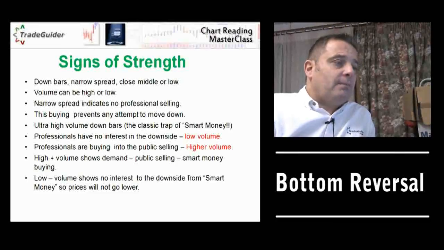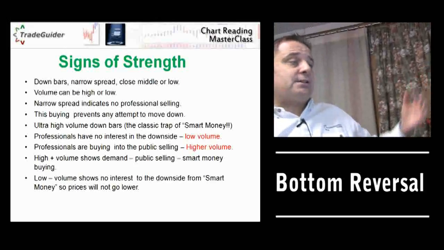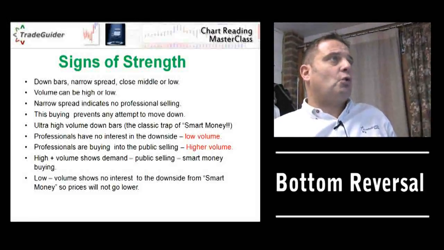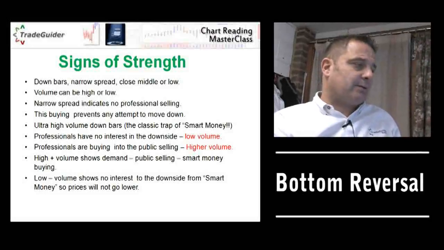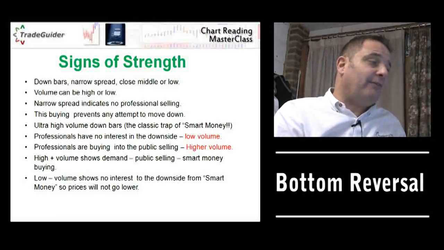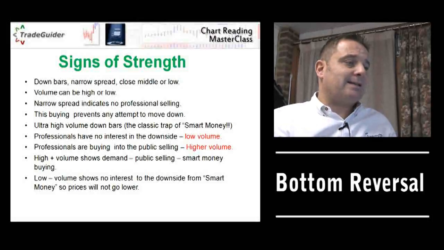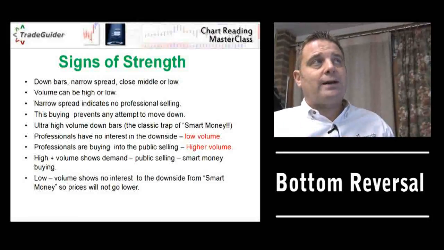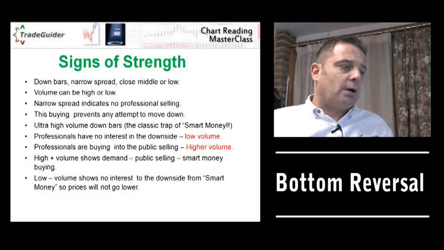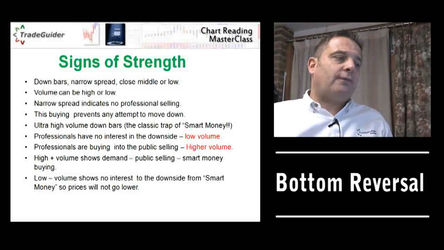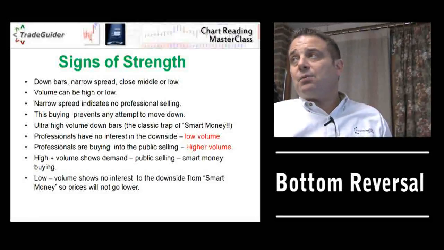If you get low volume, it's just telling us, much the same as on the upside, that professional money is withdrawing its interest to the downside. Now, if you get high volume on a down bar, it tells you that professionals are buying into the public selling. And a great chart that you can find to prove this and how it works would be the chart just after the September 11 attacks in 2001.